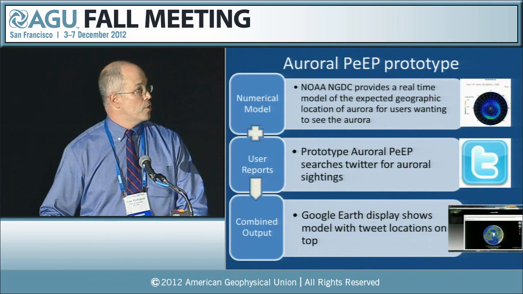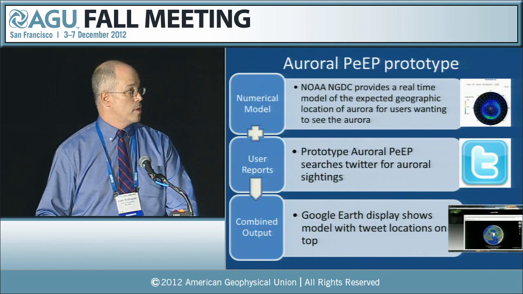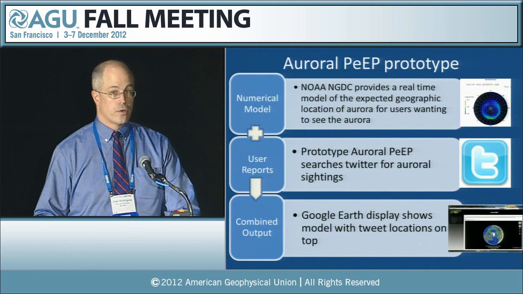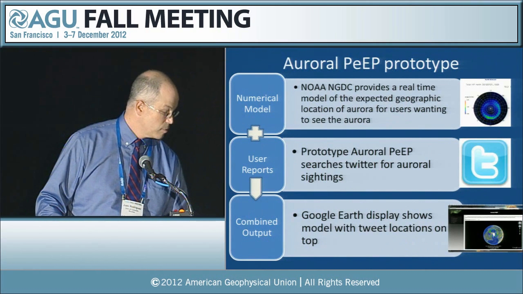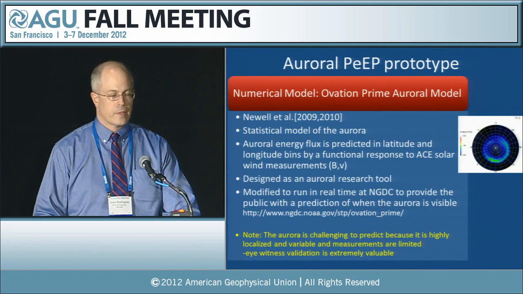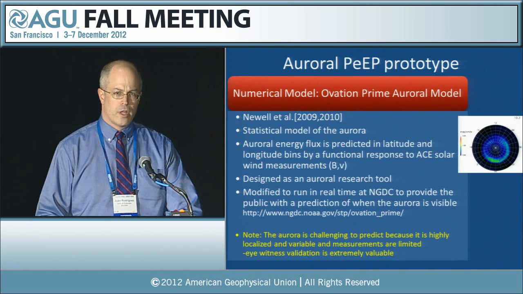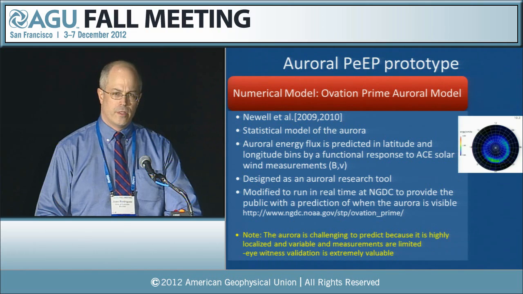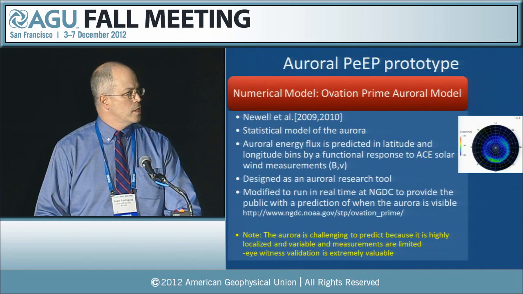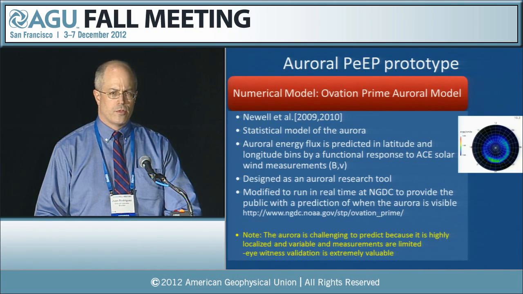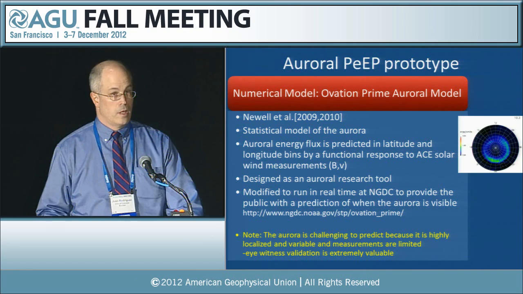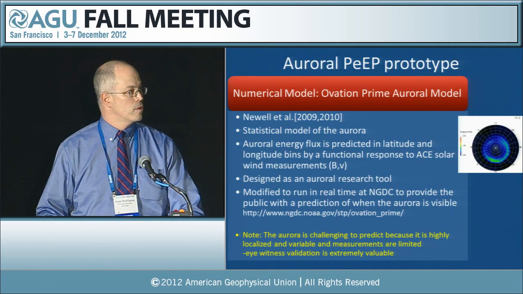So the auroral PEEP prototype at this time is a combination of a numerical model and user reports produced in a combined output that is a Google Earth display. The numerical model is called Ovation Prime. It's based on work by Pat Newell and others at the Johns Hopkins University Applied Physics Laboratory in Maryland. It's a statistical model of the aurora. This model is based on decades of observations of auroral electrons and ions precipitating into the upper atmosphere and causing the light displays that we're familiar with.